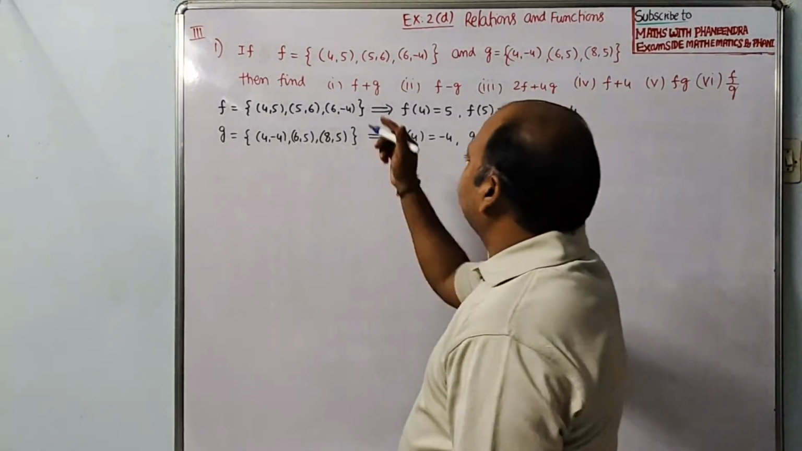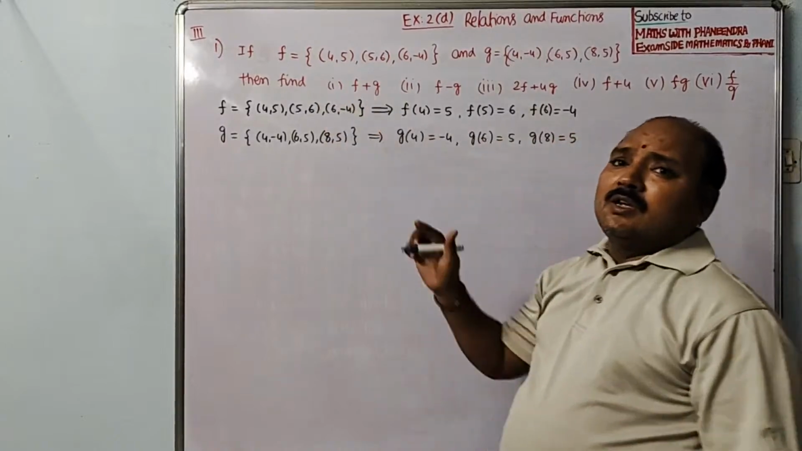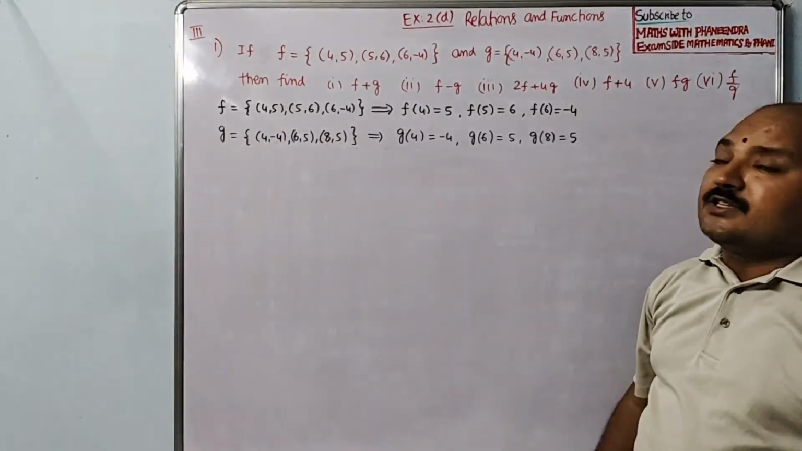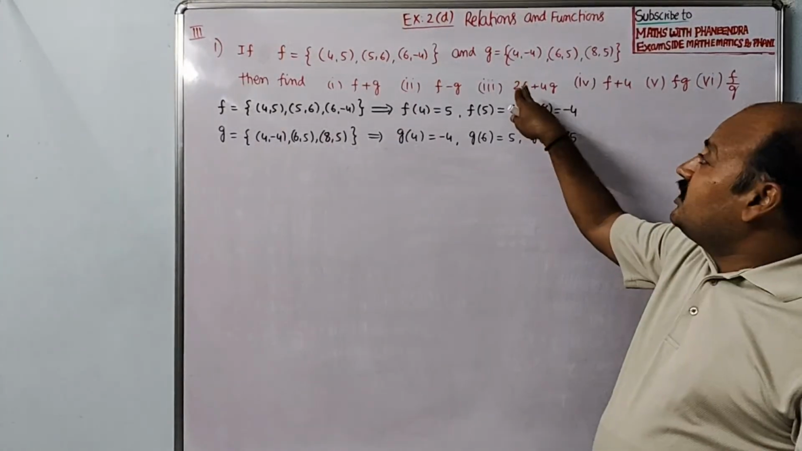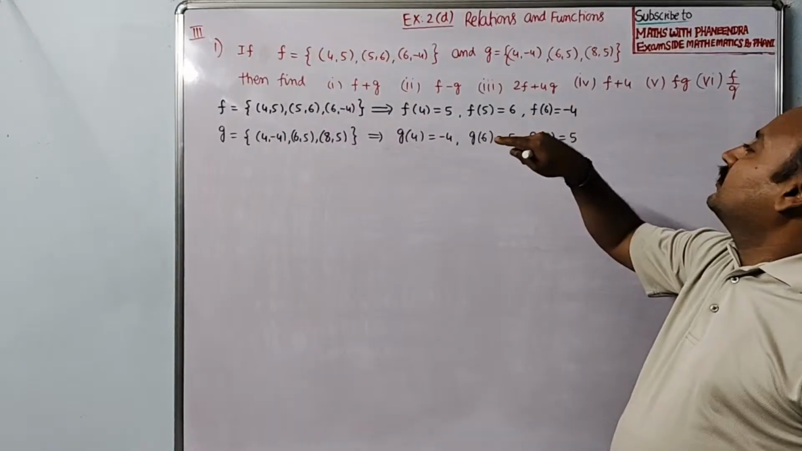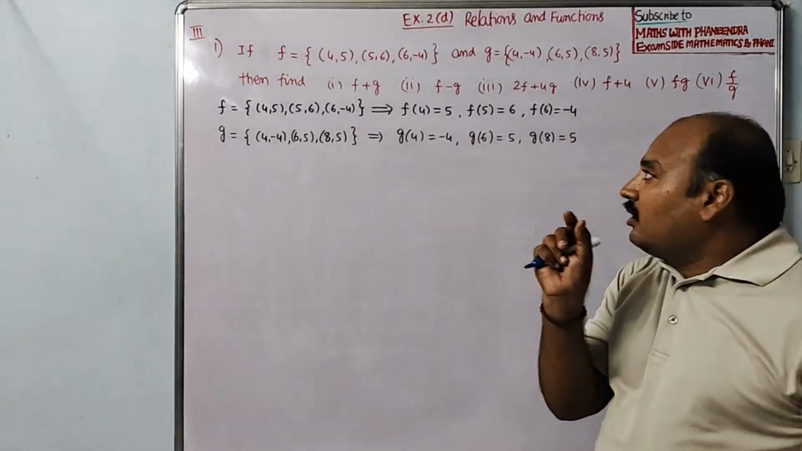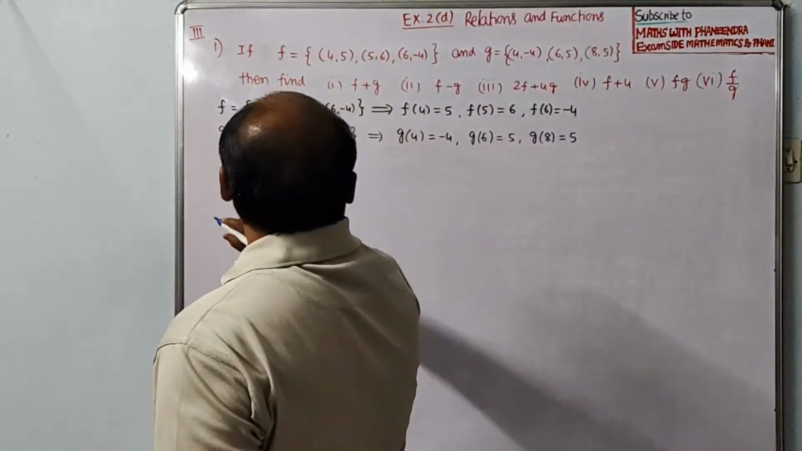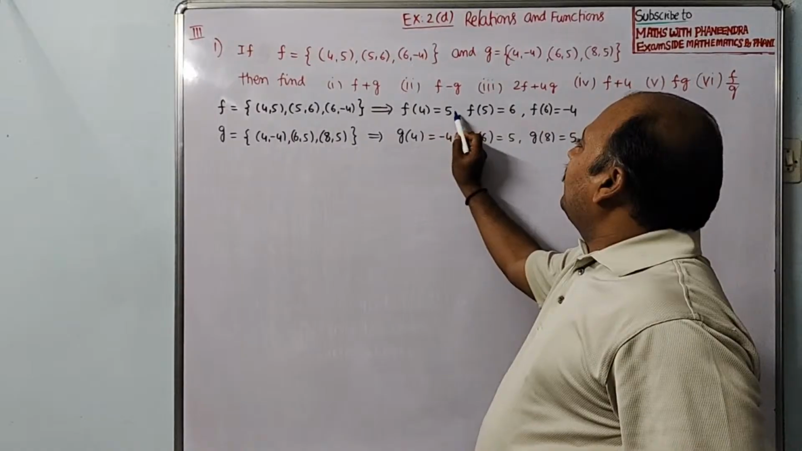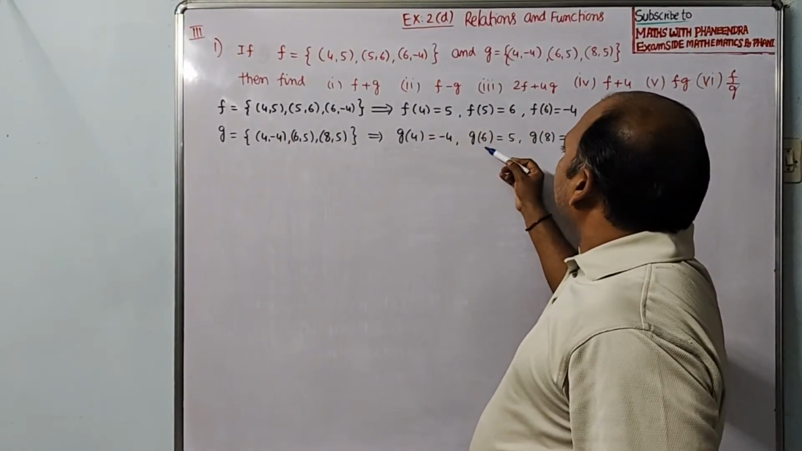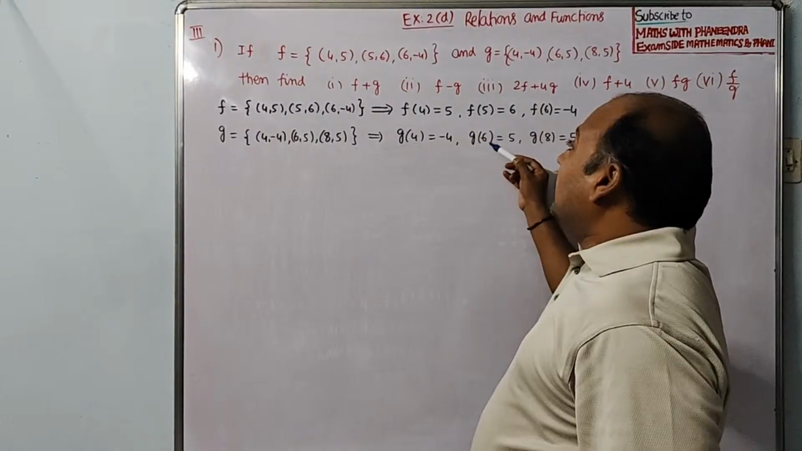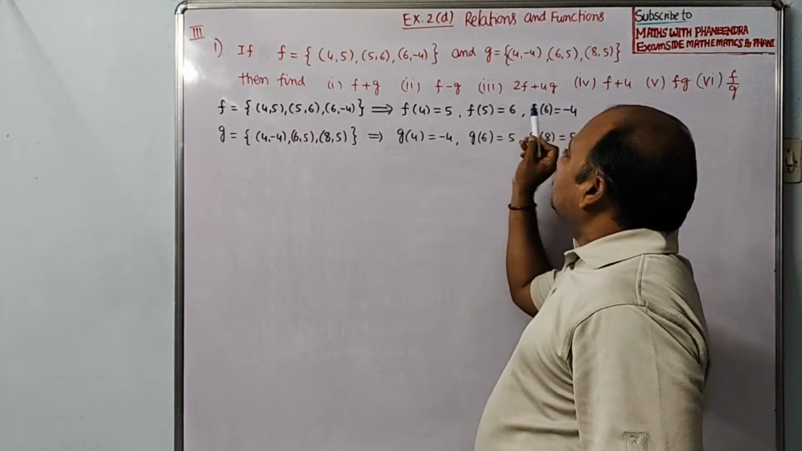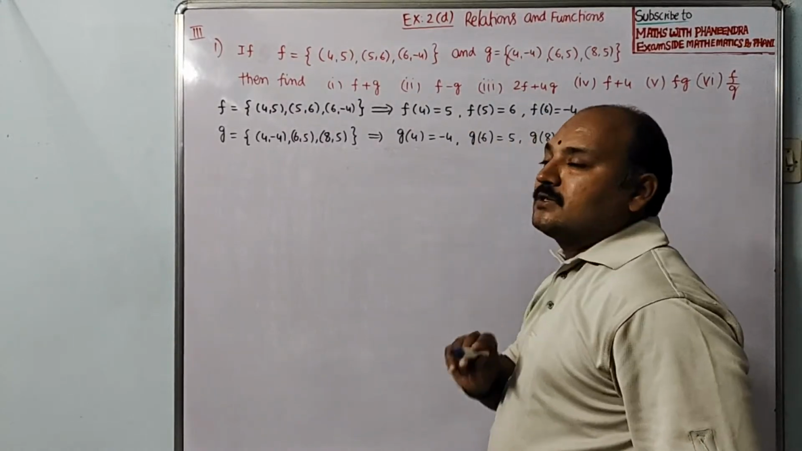Later, whenever you are going to add two functions or subtract two functions, or take the algebraic sum of two functions, the elements of f and g should be the same. See here, for 4 there is 5, for 5 there is no element in g, but for 6 an element is there. So 5 is not there in this, no? So only 4 and 6 are common.